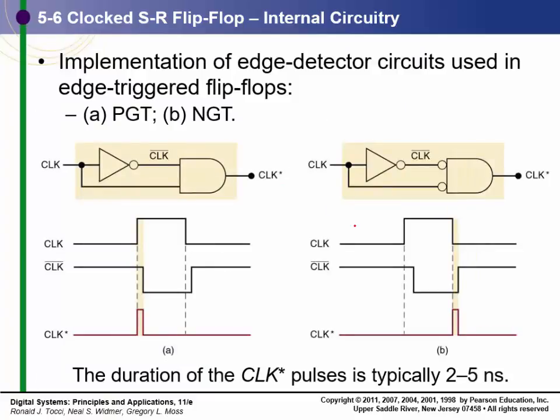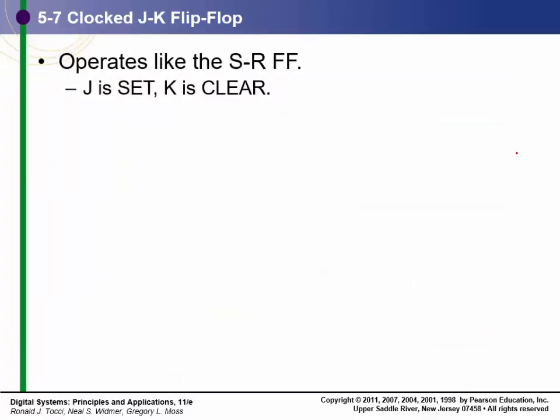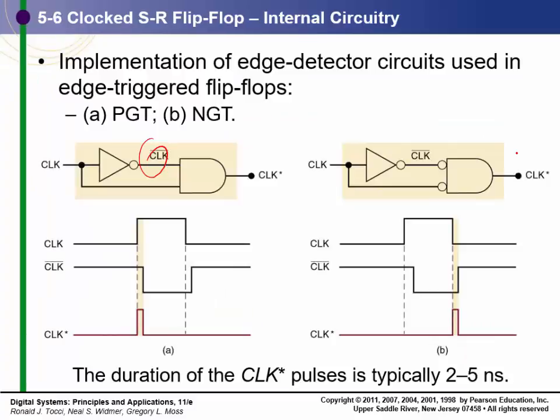Basically these are how you create that. It relies on the propagation delay going into this AND gate. This creates the positive going, and this creates the negative going. And you should note that the time is very short, 2 to 5 nanoseconds. So the setup time and hold time are in that range too. You're not talking about inputs having to be stable for very long.